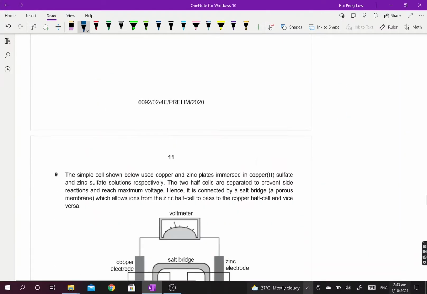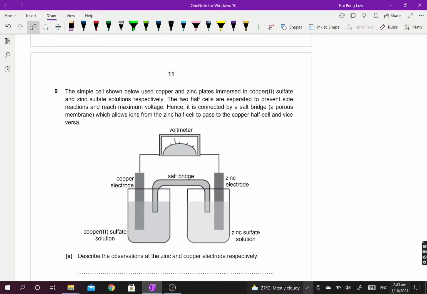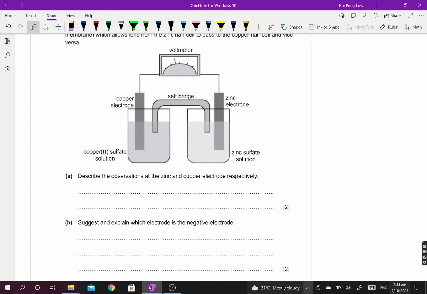All right, moving on. Question 9. Electrolyte simple cell. The simple cell shown below uses copper and zinc plates immersed in copper 2 sulfate and zinc sulfate solution respectively. The two half cells are separated to prevent side reaction and reach maximum voltage. Hence, it is connected by a salt bridge, a porous membrane which allows ions from the zinc half cell to pass to the copper half cell and vice versa. Describe the observation at the zinc and copper electrode respectively.